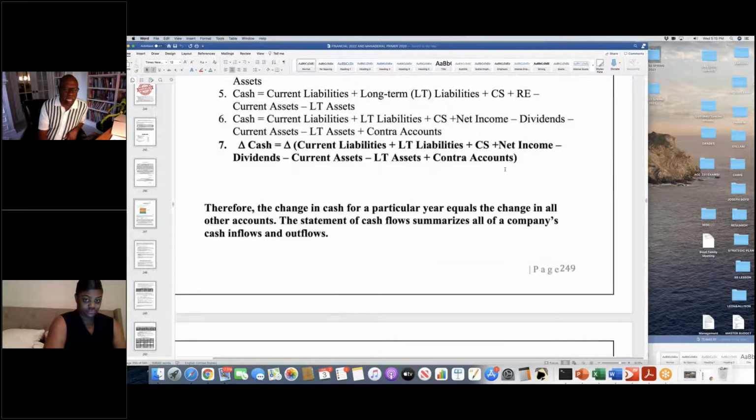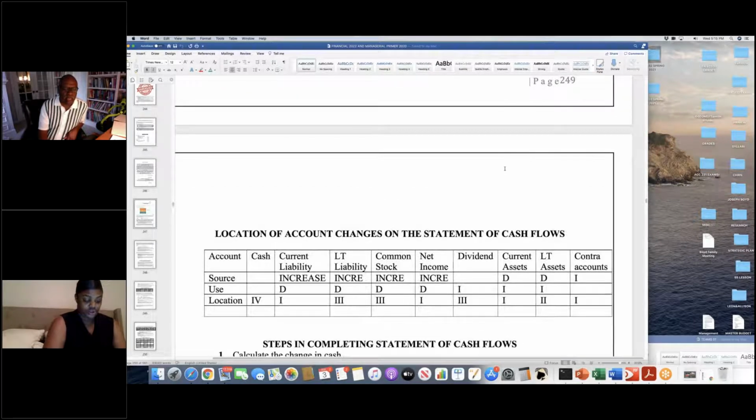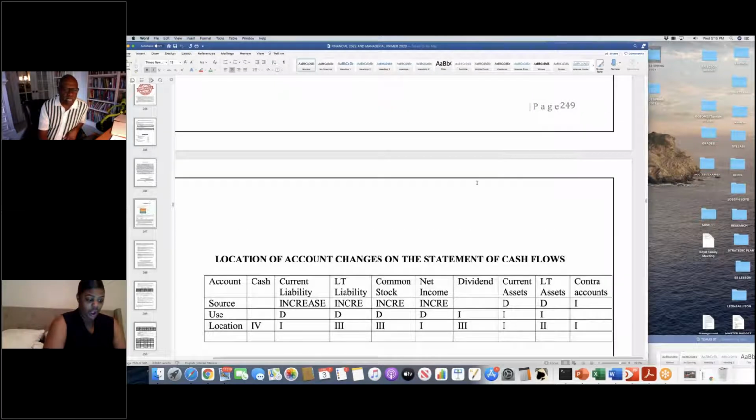So let's look at how we're going to get our statement prepared. There are three parts to the cash flow statements. The fourth part is the change in cash. So this is the answer to the problem, change in cash.